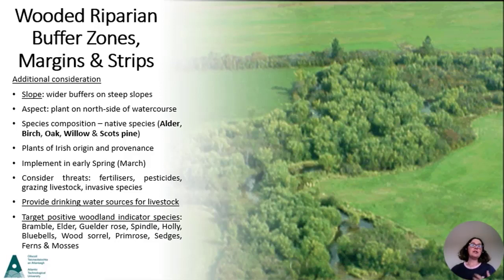And again, then when you're considering what kind of species you want to put in or what you're hoping for, consider targeting positive woodland indicator species. Here, bramble, elder, guelder rose, spindle, holly, bluebells, wood sorrel, primrose, sedges, and ferns and mosses are the kinds of plants that you're looking to target. Bramble will come naturally, but it may take longer to get some of the other species. So in those species composition mixes, it can be useful to, depending on your soil type, introduce the various trees of elder, guelder rose, spindle, and holly. And then with time, the herbs come.